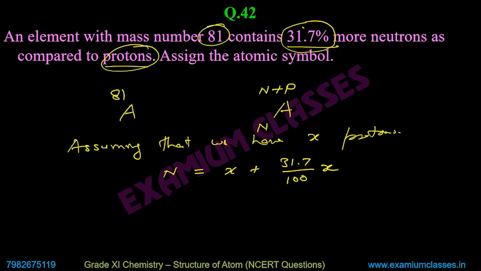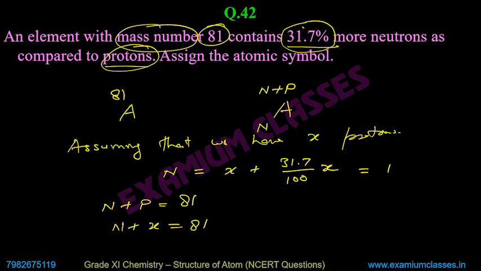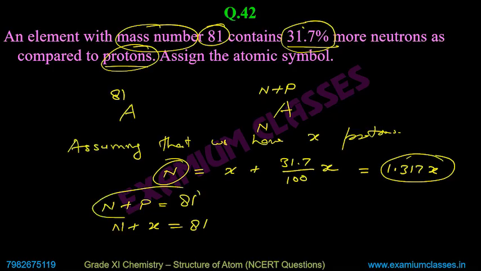And N plus P is the given mass number, 81, that is N plus X is 81. From the first relation you got neutrons as 1.317x, and from the mass number, which is the number of neutrons plus protons, you get N equals 81 minus X. So equate these two, get the answer.